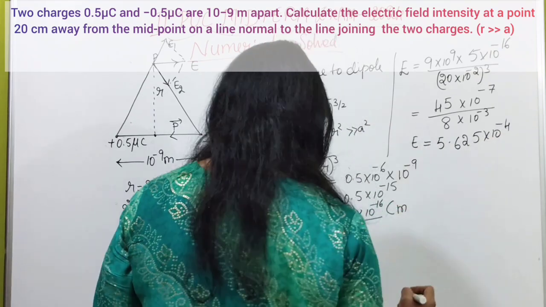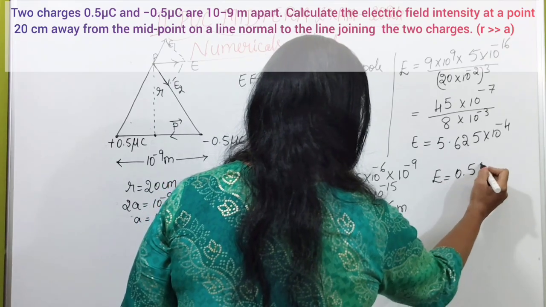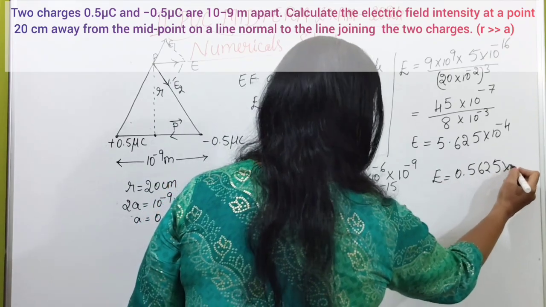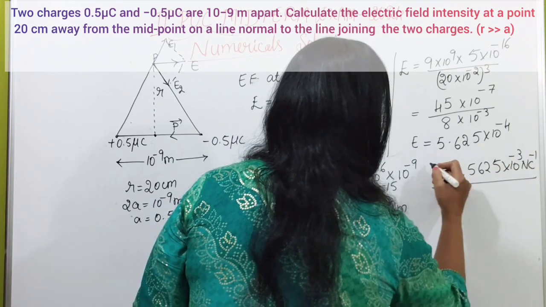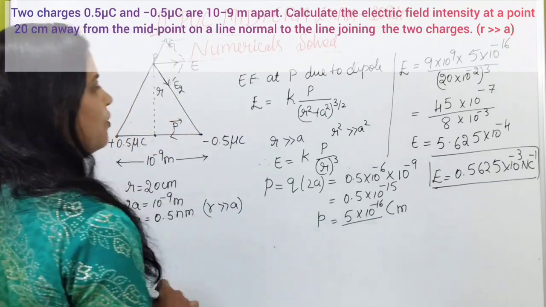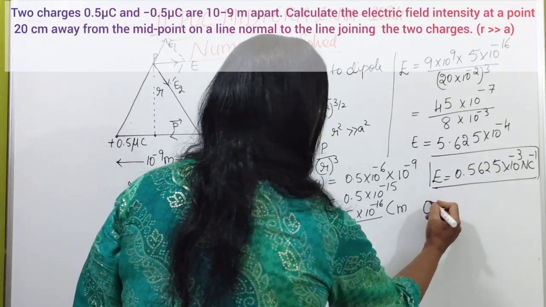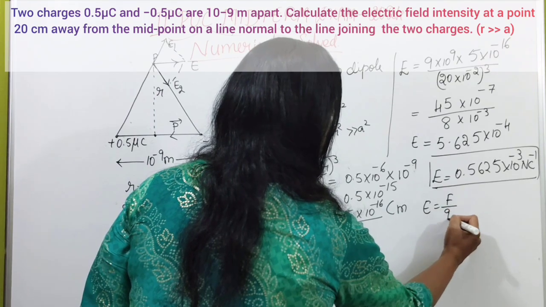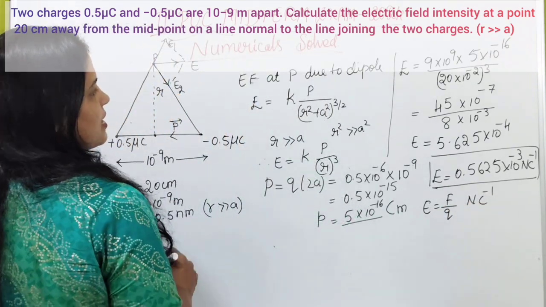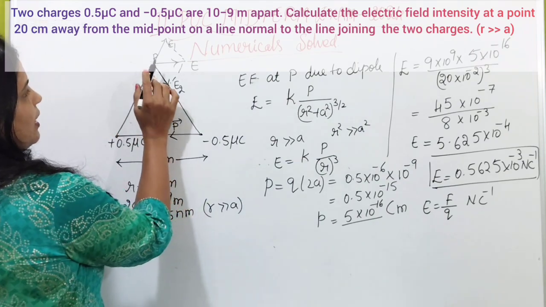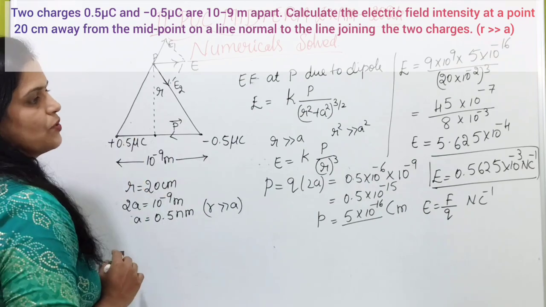So what is the electric field? We can also write the electric field as 0.5625 into 10 to the power minus 3 Newton per coulomb. This is the answer. Why is it Newton per coulomb? Because electric field can be written as force per unit charge, which is Newton per coulomb. Right? And what is the direction of the electric field at P? It is opposite to the direction of the dipole moment. Okay? So this is the answer.